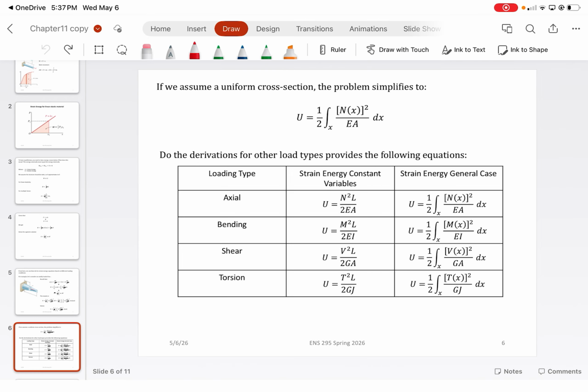M of x, of course, is not as simple as N of x because beams subjected to transverse loading that are not pure bending will obviously always be a function of x. This is what we learned in chapters 4, 5, and 6. We could derive the same expressions for direct shear and, of course, torsion. And ultimately, the only thing that really changes are just the constants, which are what we had seen in all previous chapters.